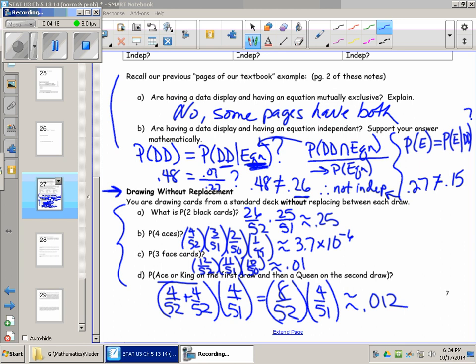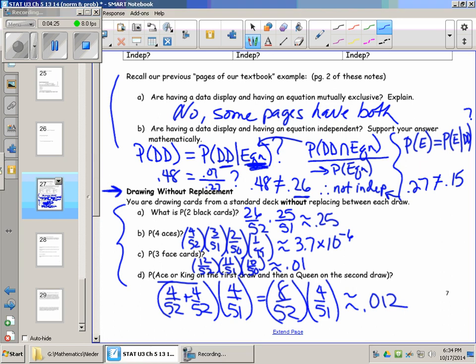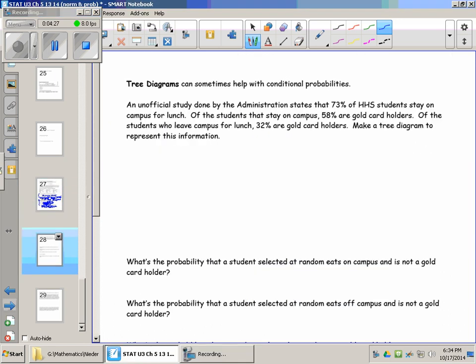All right, take a minute there and check your answers. Hit pause if you need a moment, because I'm going to go ahead and move on to the next page. All right, so tree diagrams.